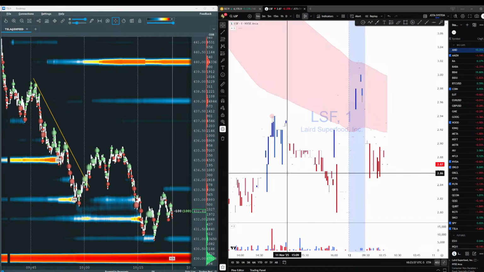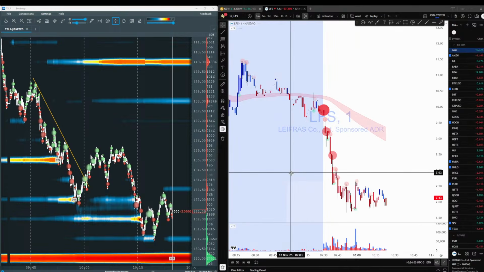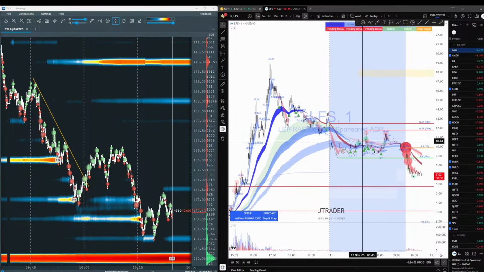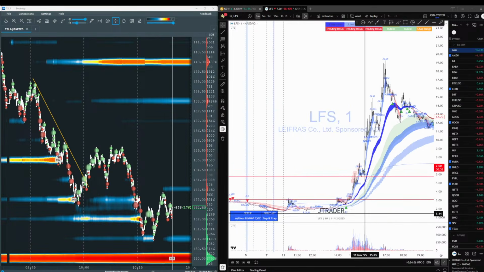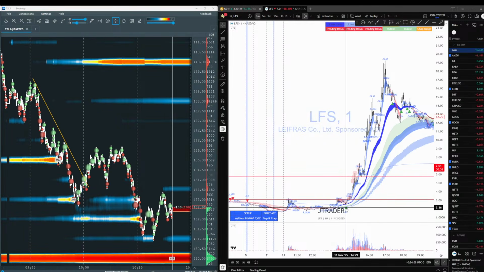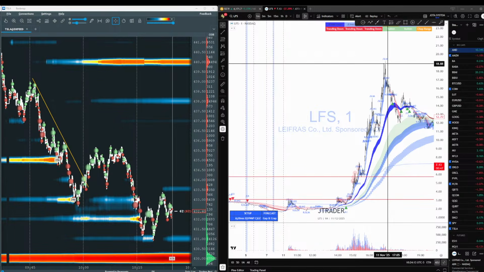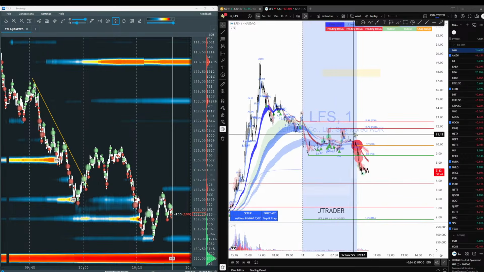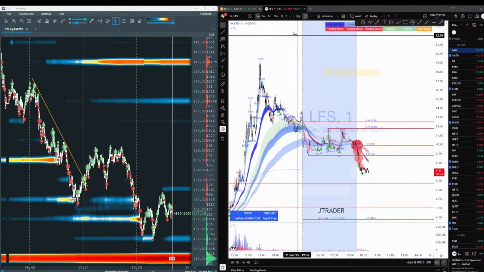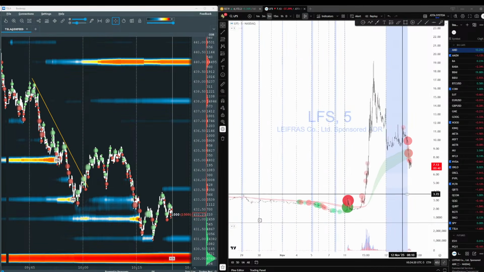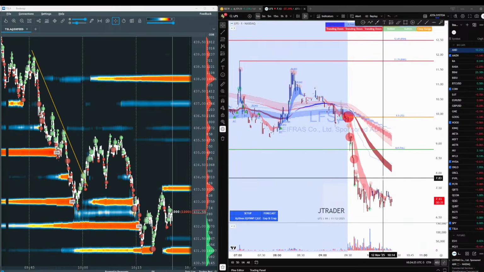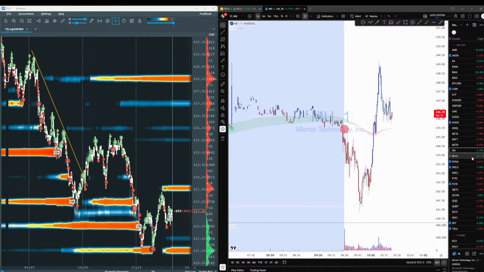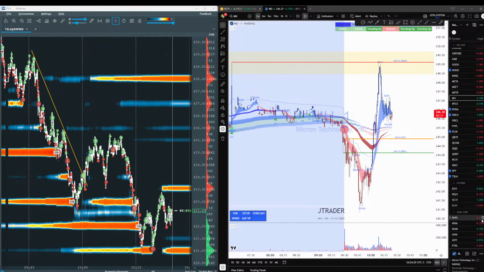Let's see also over here. Yesterday was a big push on LFS. The system over here gave us the long play at this point, boom, from $2.70 till 20. That was insane. And today is only giving shorts. Wow. Wow.